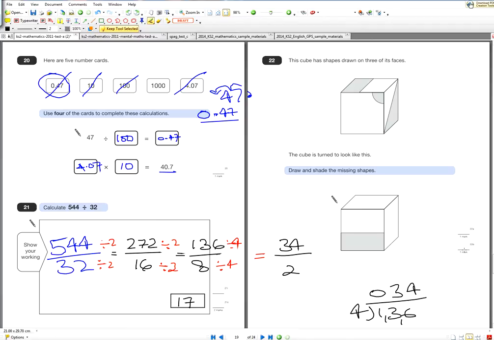Okay, question number 22A. Right, it says here, this cube has shapes drawn on three of its faces. The cube is turned to look like this. It's turned over, basically. Draw and shade the missing shapes. So let's have a look. Let's get our line, let's go from here to there. Okay, and let's get our pencil. So we should have this triangle here shaded.